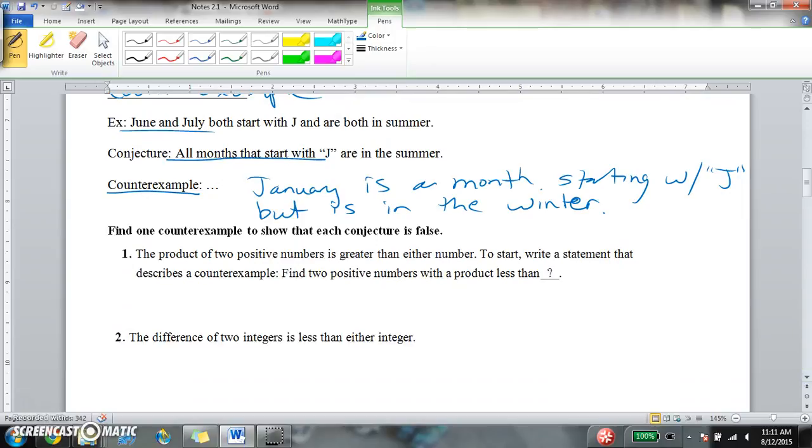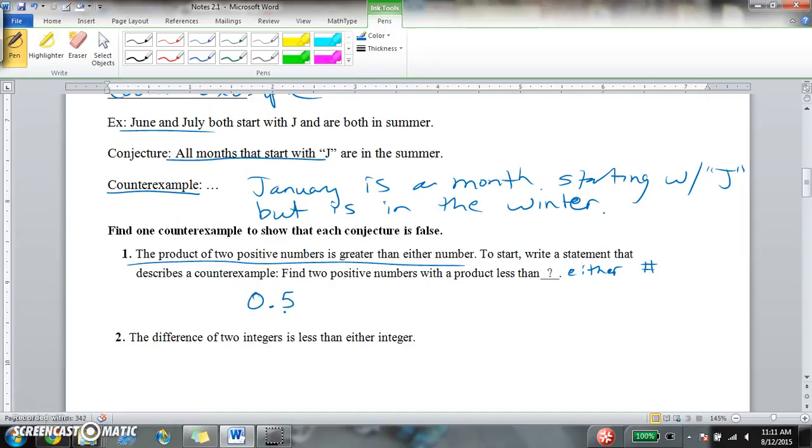So, more with counterexamples. The first one says the product of two positive numbers is greater than either number. We want to try to write a counterexample for this. To start, we're going to write a statement that describes our counterexample. We want to find two positive numbers with a product less than either number, because my conjecture says that the product of two positive numbers is always greater than either number.